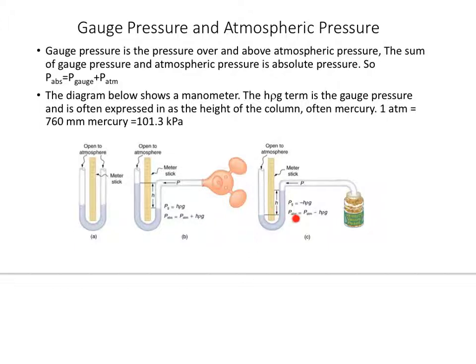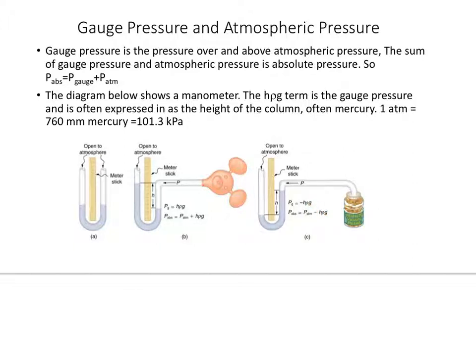Now this diagram over here shows a jar of peanuts that are vacuum packed, and so the pressure inside there is actually less than atmospheric pressure. So you can see here that atmospheric pressure is pushing down here, and this pressure is less, and so therefore it's elevated on this side. And so in this case, the gauge pressure is actually negative, and so the absolute pressure would be the atmospheric pressure minus this product of h times rho times g.